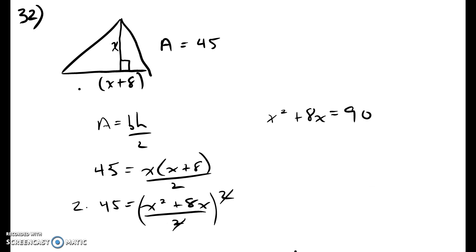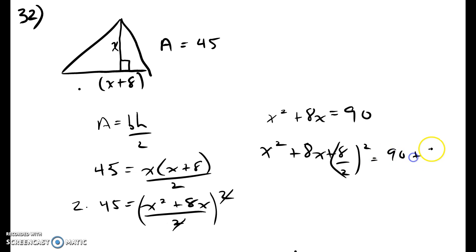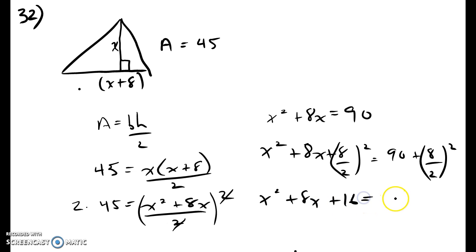We already have it set up. We're going to divide the coefficient of the linear term by 2, and then we're going to square it. We're going to do that to both sides: 90 plus 8 over 2 squared. And we wind up with x squared plus 8x plus 16 is equal to 106. And we're going to make the perfect square: x plus 4 squared is equal to 106.